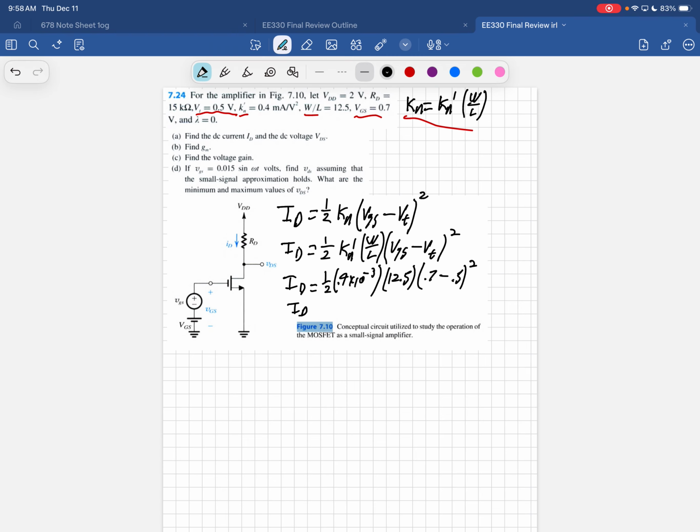This is your DC current. Yep, like 0.1 milliamps? Yep, exactly. So you plug all that stuff in there, and you get a really small number, 0.1 times 10 to the power of negative 3. It is a small number for discrete devices. If you're making a chip with MOSFETs embedded inside of it, that's a lot of current. So it really depends on the application.